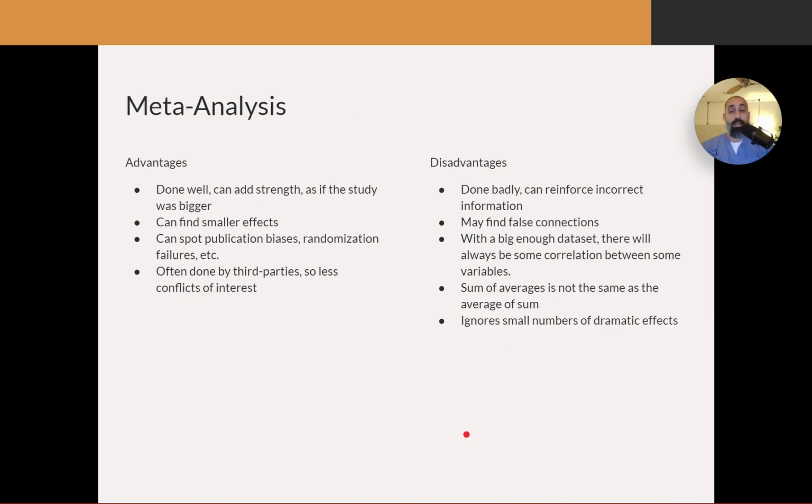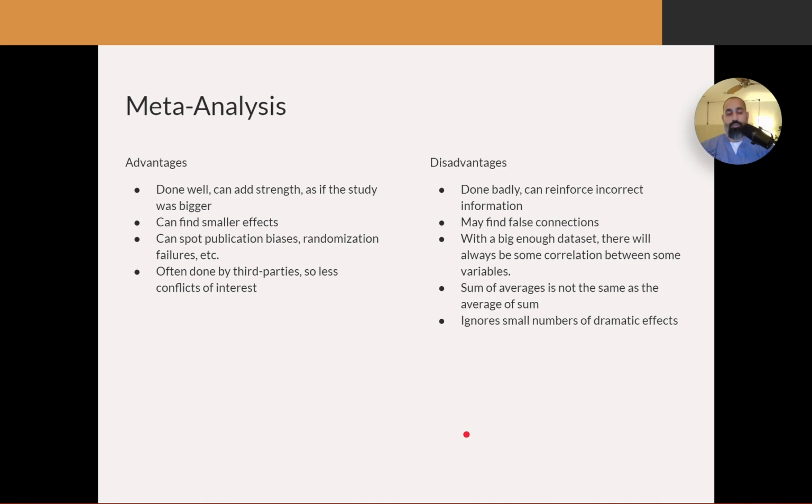So, meta-analysis has both advantages and disadvantages. If it's done well, it can add strength to a conclusion and act as if the study was bigger than it was, and thus can find smaller effects. It can spot publication biases and randomization failures, and it's often done by third parties, so there's less conflict of interest. However, if done badly, it can reinforce incorrect information, may find false connections, because with a big enough data set, there's always going to be some sort of connection. If you look at trillions of genes, you will find some combination of genes that correlates with any condition you choose, because the data set is just big enough to find those correlations.